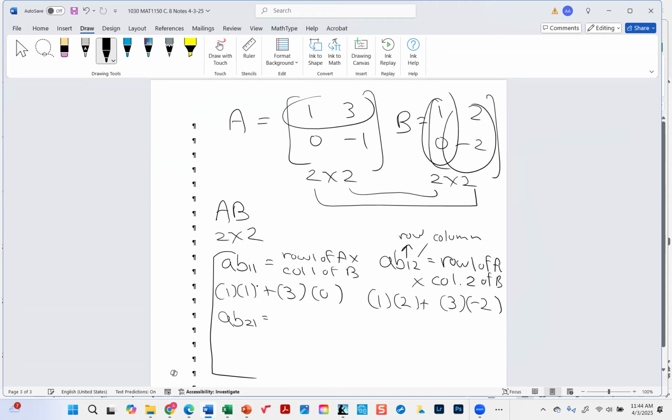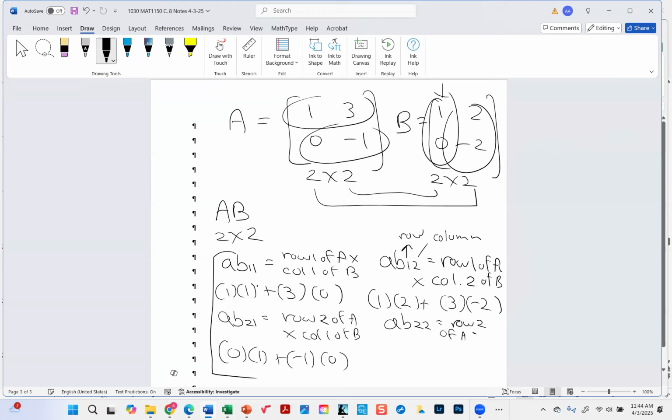Now, in the bottom left-hand corner, this is AB21. This is row 2 of A times column 1 of B, which means this row and this column here: 0 times 1, -1 times 0. And then finally, down here in the bottom right-hand corner, row 2 of A, column 2 of B. In other words, now we're looking at the second row and the second column: 0 times 2, -1 times -2.